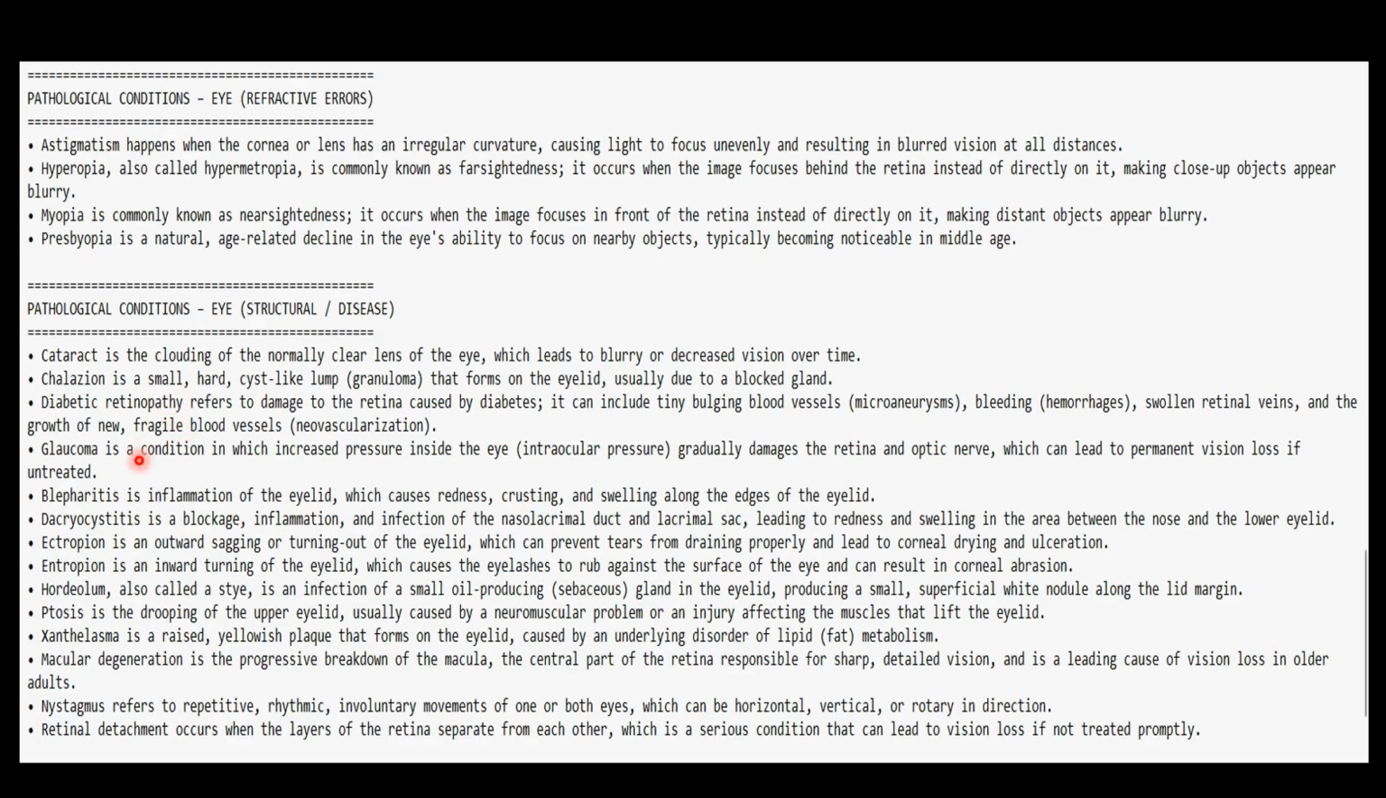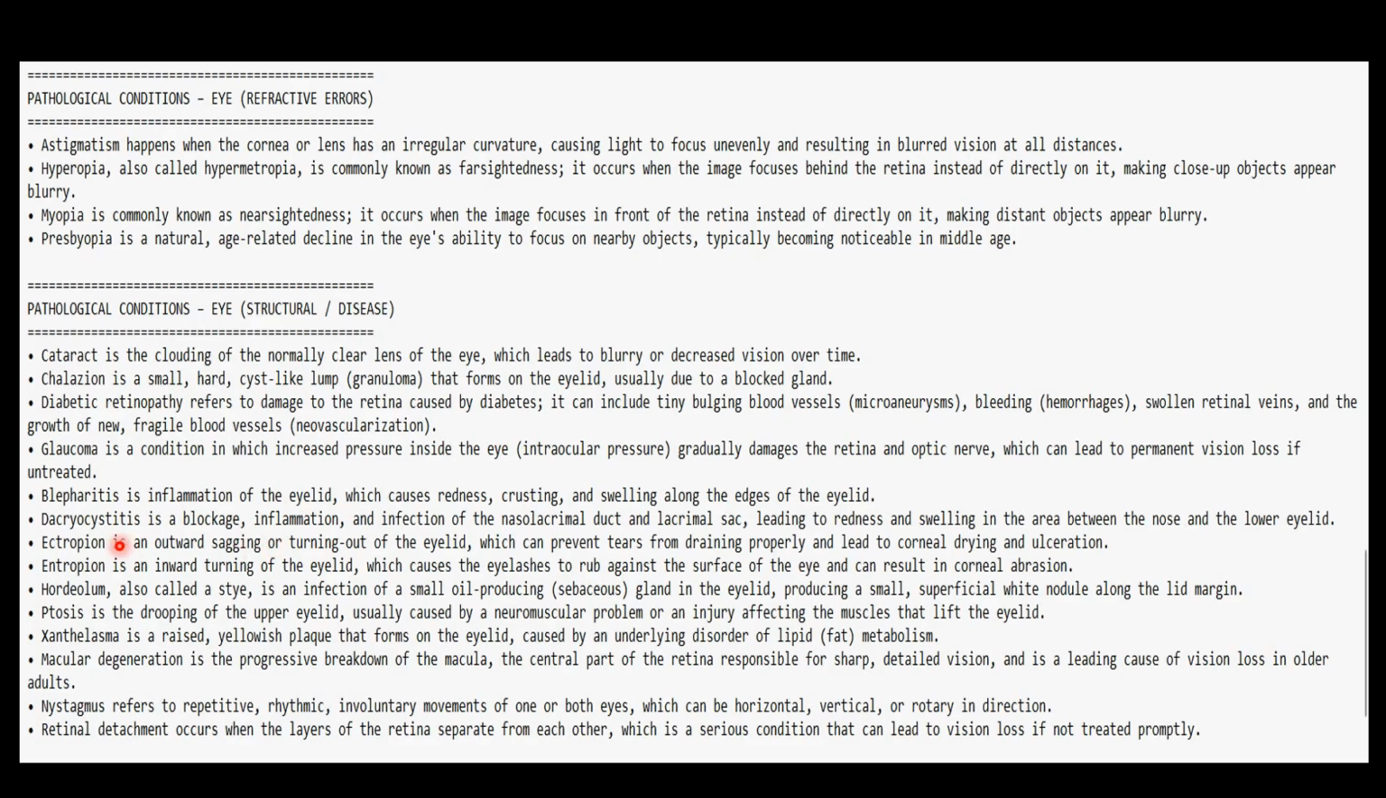Next we have glaucoma, which is a condition in which increased pressure inside the eye, intraocular pressure, gradually damages the retina and optic nerve, which can lead to permanent vision loss if untreated. This is called glaucoma. Then we have blepharitis. Blepharitis is an inflammation of the eyelid which causes redness, crusting, and swelling along the edges of the eyelid. Clear?